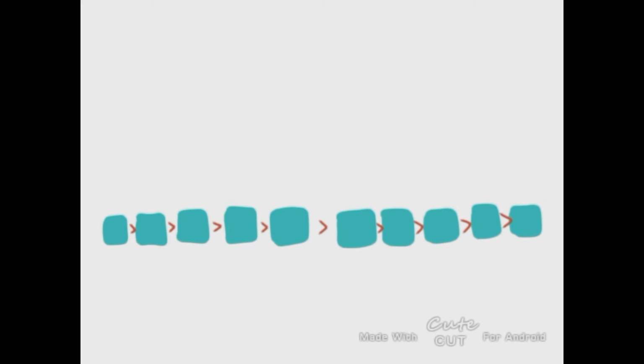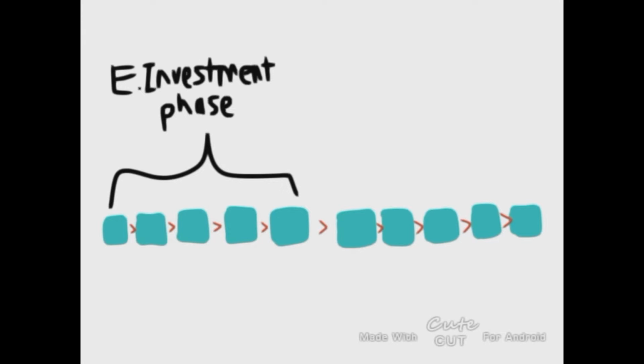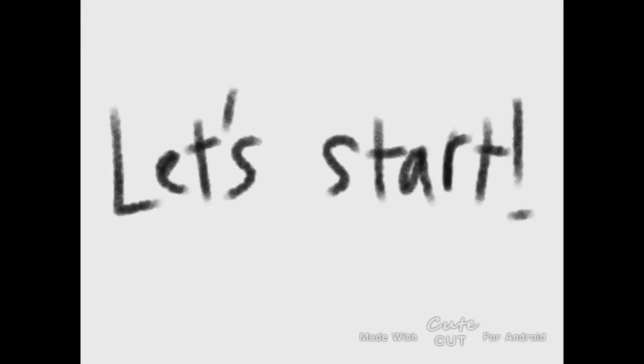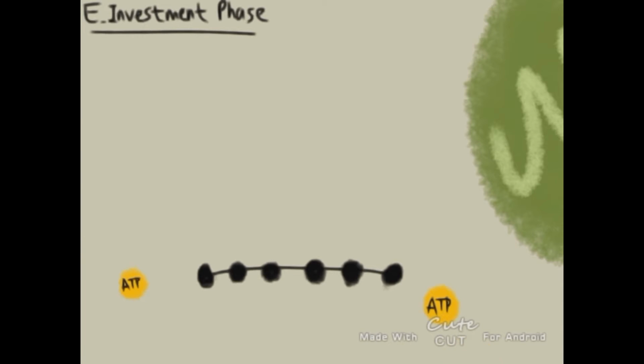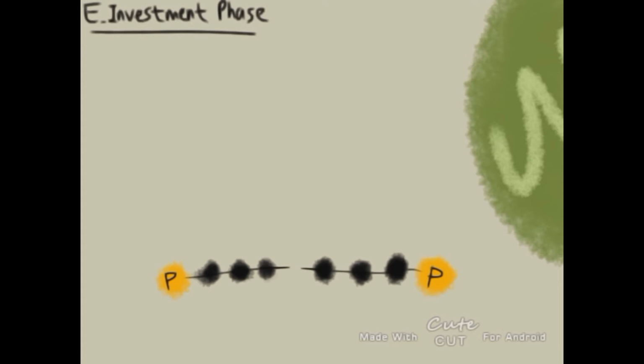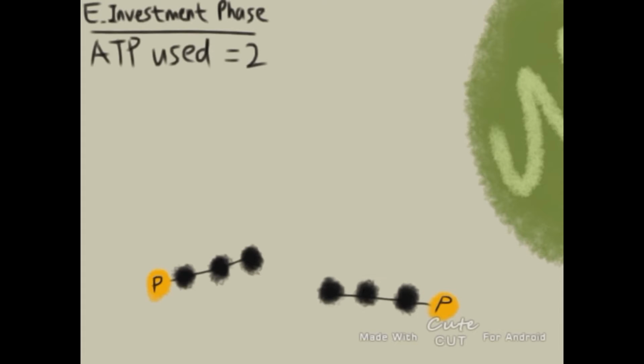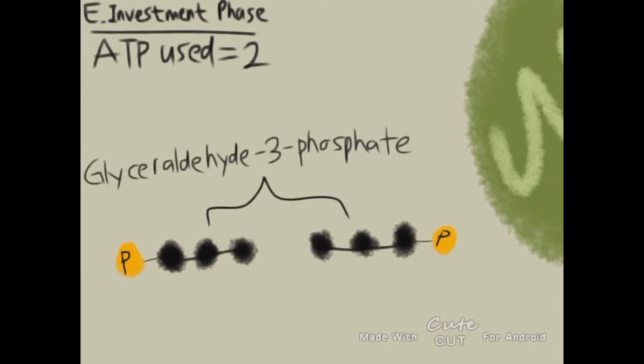There are 10 enzyme-catalyzed chemical reactions, 5 for each phase. Let's start. In the energy investment phase, ATP is used to oxidize glucose by giving off phosphate groups to each end of the 6-carbon molecule. Glucose is then split into 2 3-carbon molecules, and they are known as glyceraldehyde 3-phosphate or G3P.